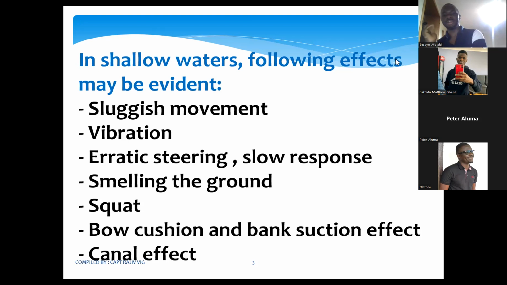Bow cushion and bank suction effect is when your bow goes in and then your bow goes out and your stern is coming in. We'll explain that, but it might not be today. It will be in our next class, which deals with bank effect and interaction too. And also we have canal effect.